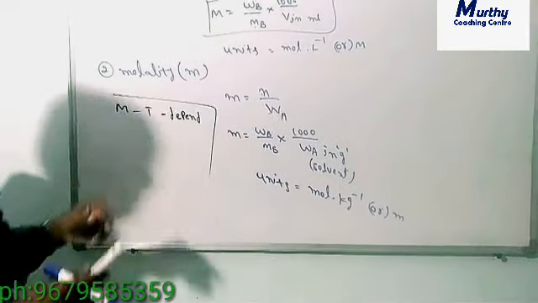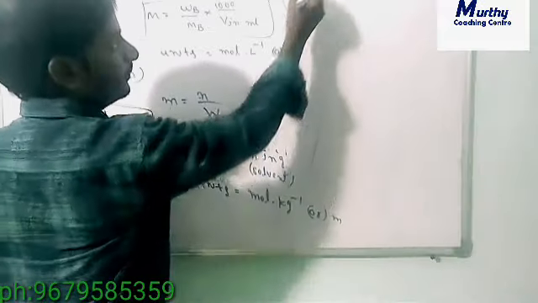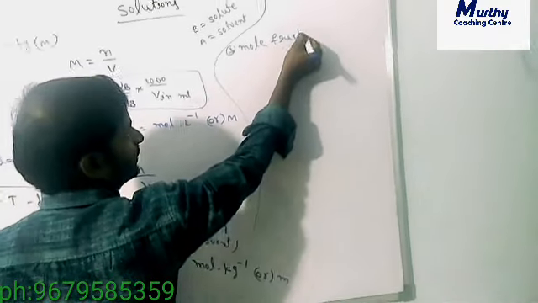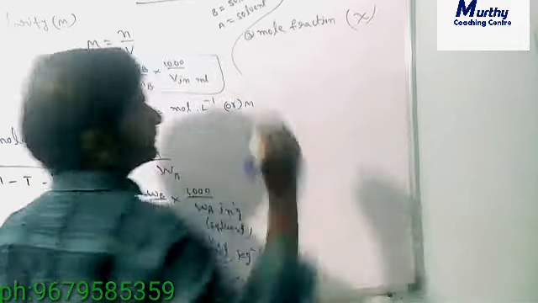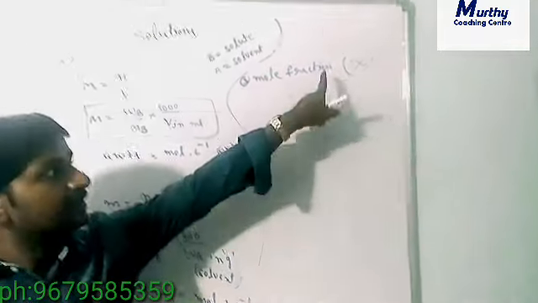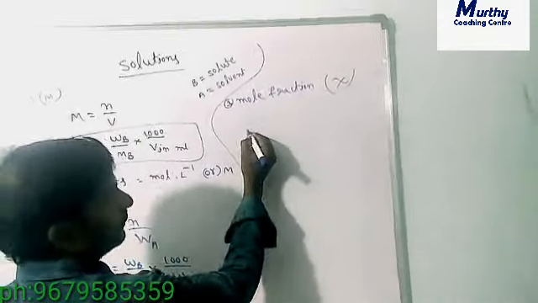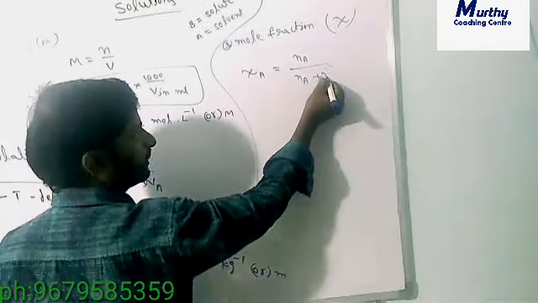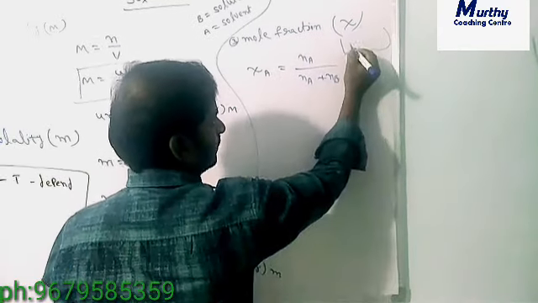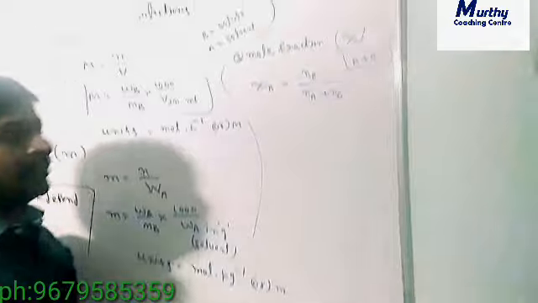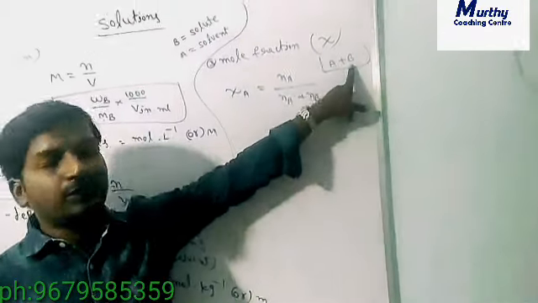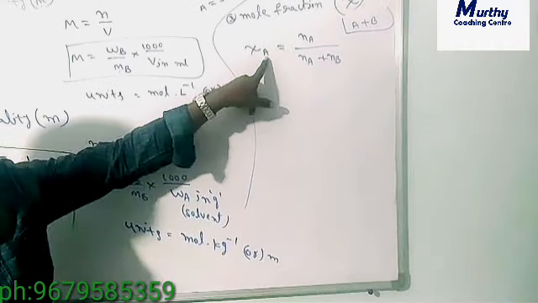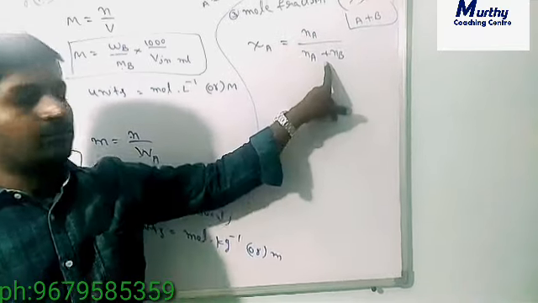So that is one concentration term, molarity. Next one is molality. Now let me see the third one, that is the mole fraction, chi. If you see the formula, mole fraction of A is equal to Na by Na plus Nb. If the solution contains A and B, two components, and you want to calculate the mole fraction of one component, mole fraction of A is equal to moles of A by total moles of the solution.